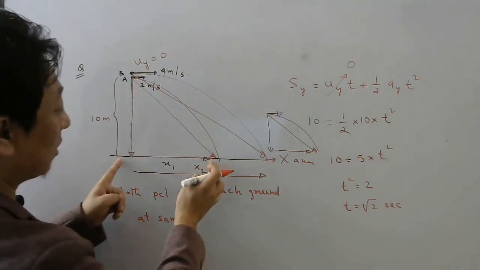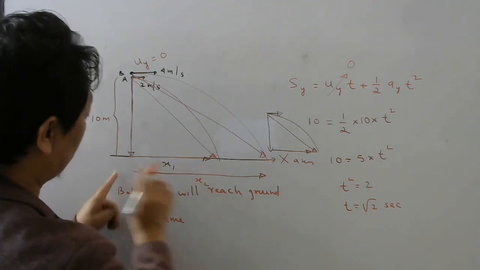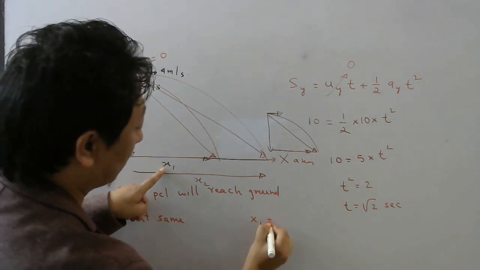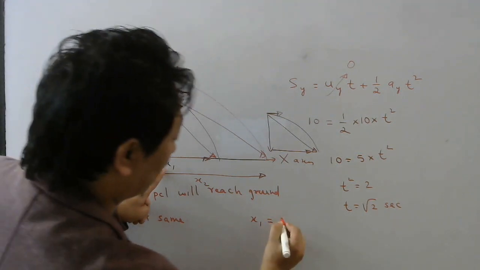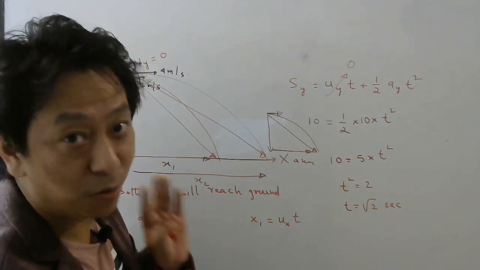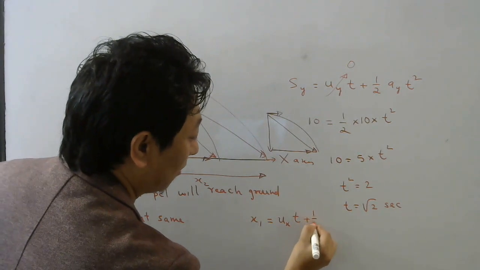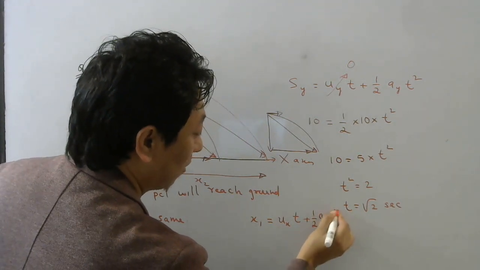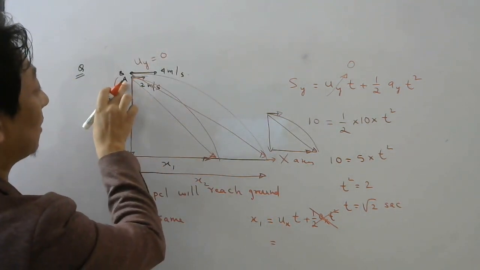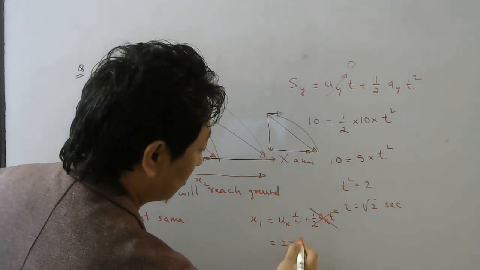Now what if they ask which one covers more horizontal distance? Obviously the second one. Second one travels this much horizontal distance. So what will be the horizontal distance for the first particle? This is your Sx. That will be your ux t. Half ax t square, no need to write because there is no acceleration along x-axis. Even if you write, you have to put 0 here, right? Now what is ux for the first particle? For the first particle, the x component of initial velocity is 2. Time taken was root 2, right?